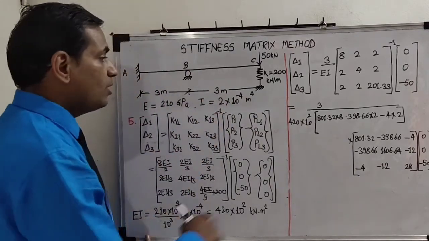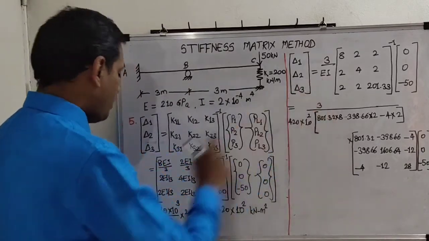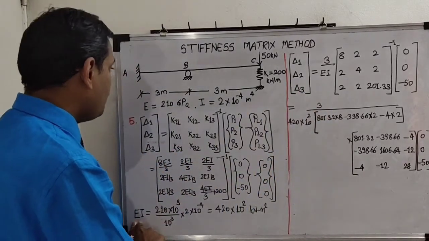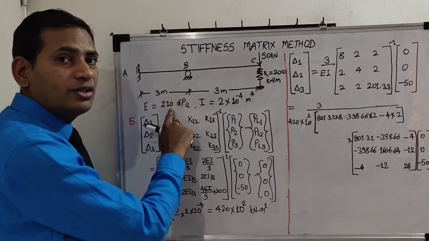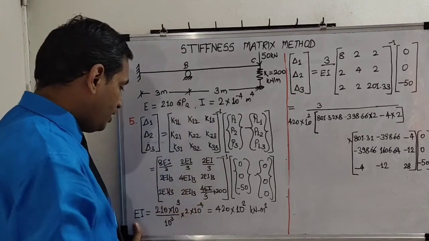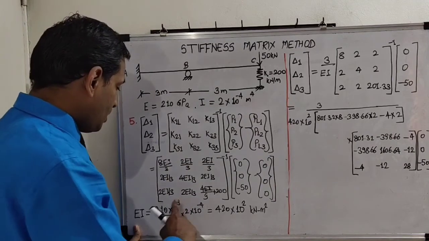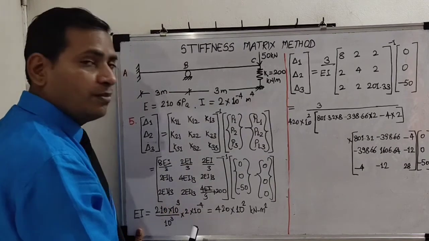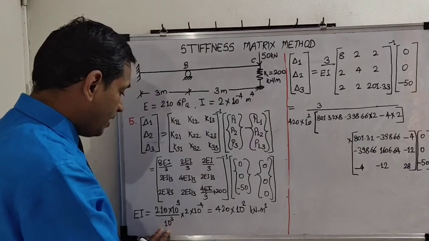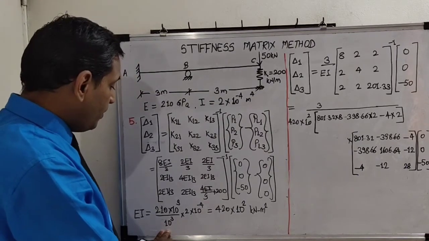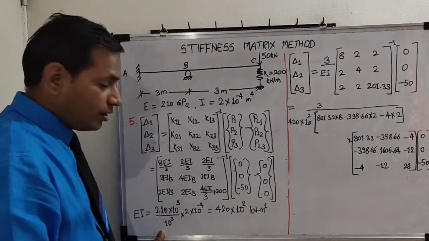We need the EI term. So I have got this here. E value has been given as 210 gigapascal. It means 210 into 10 raised to 9 Newton per meter square. So convert this to kilonewton per meter square. So divide this by 10 cube. So it will become kilonewton per meter square.